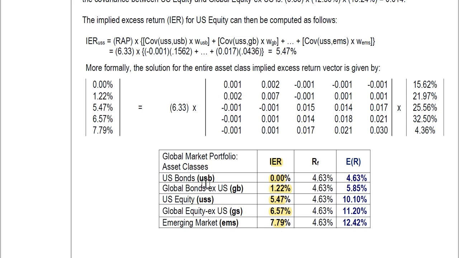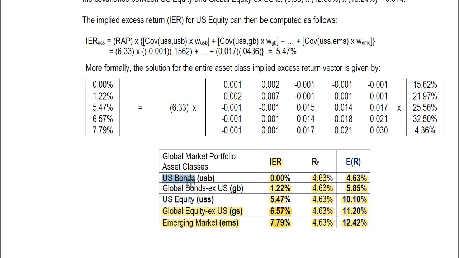The first element is the IER for the US bond, of course 0, because the bond here is risk-free, so there's no excess return. The risk-free rate is 4.63%; the US bond is the risk-free bond. And then you can see the next one, excluding the US bond, is risky, so it implies a risk premium. The additional return we want is 1.2, so the required return is 5.85. Then we can do the same thing for all of the assets.